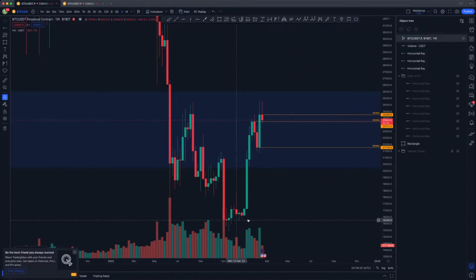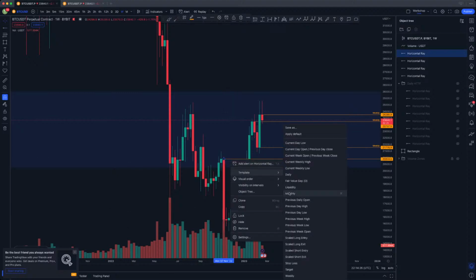Weekly, we're not too bothered about here, it's too far down. We'll just do one here. Template weekly.